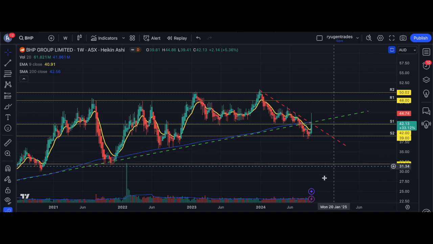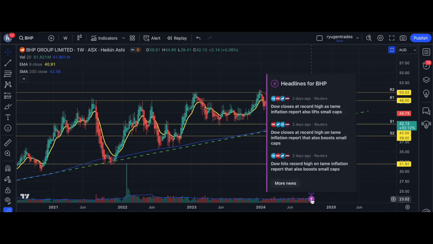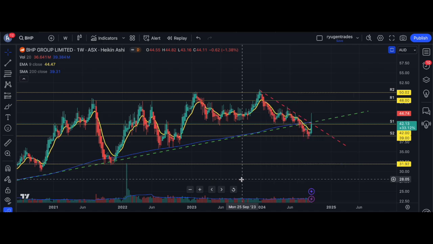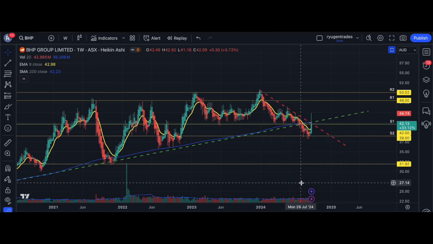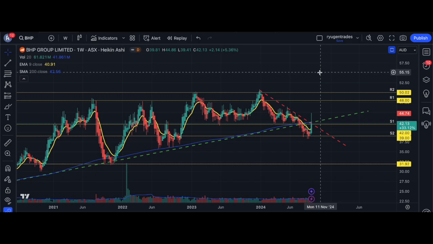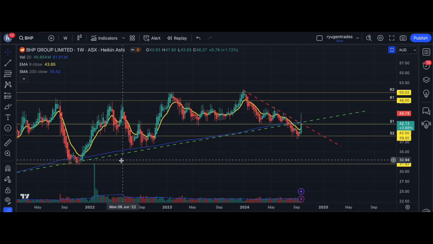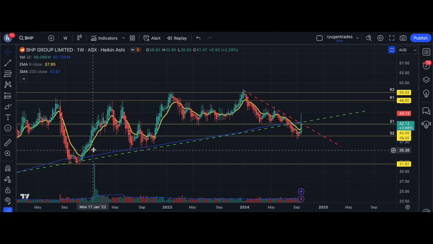Price has broken above the red downtrend line, and one of the key factors is there is positive sentiment in the mining sector, particularly also due to the recent stimulus announced in China. So that is a positive for the Australian mining sector, I would presume. So if you are a technical trader, this will be a good sign for you to probably look into a long position for BHP.